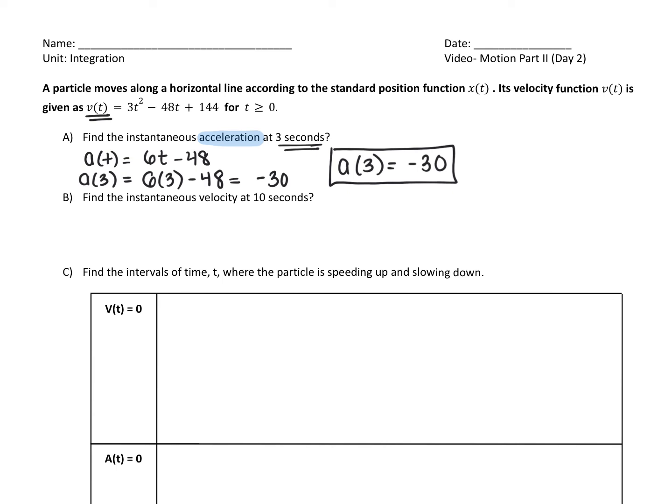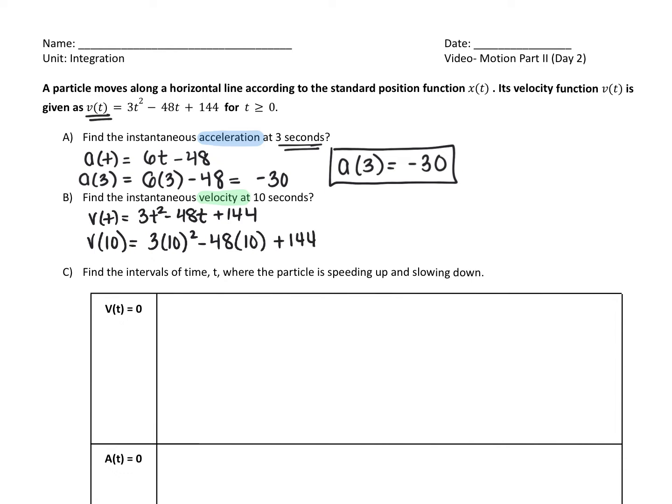Perfect. Okay, next, find the instantaneous velocity this time at 10 seconds. So we already have the velocity function, right? We have the velocity function from the original, 3t squared minus 48t plus 144. So that's at 10 seconds. So all I'm going to do now is plug in 10. So 3 times 10 squared minus 48 times 10 plus 144.